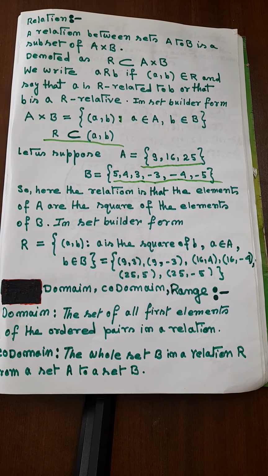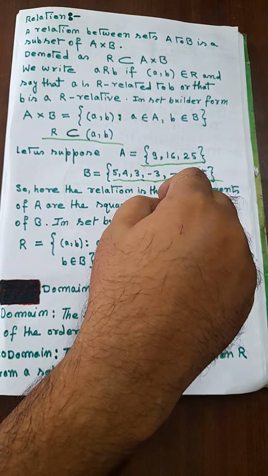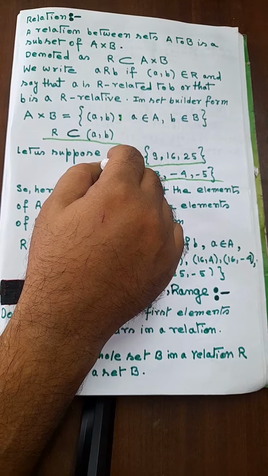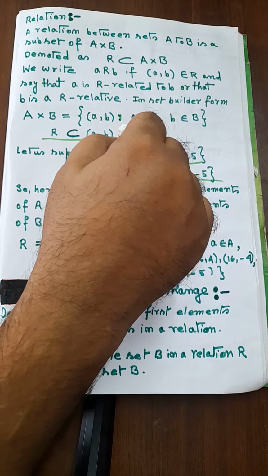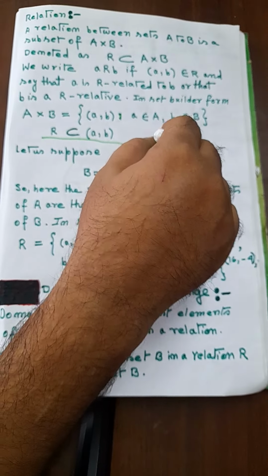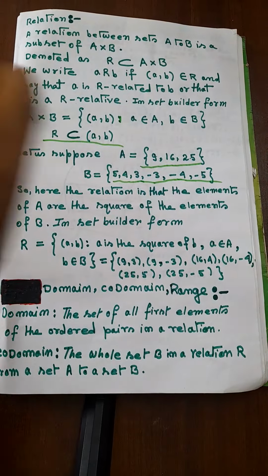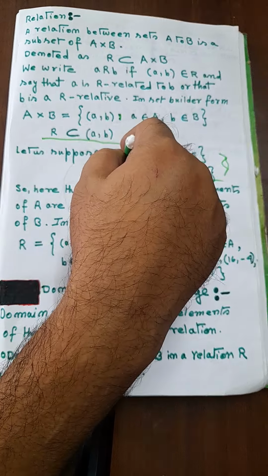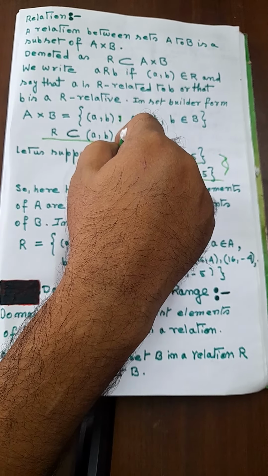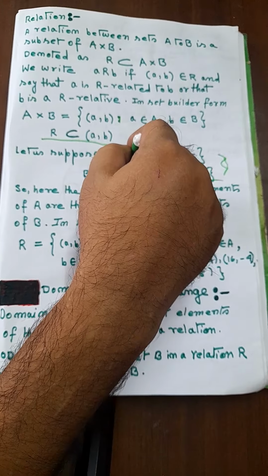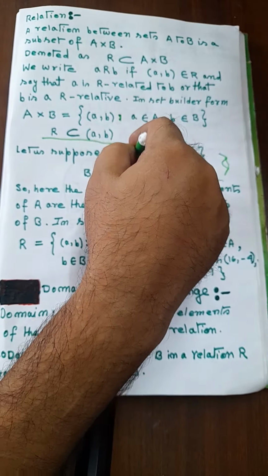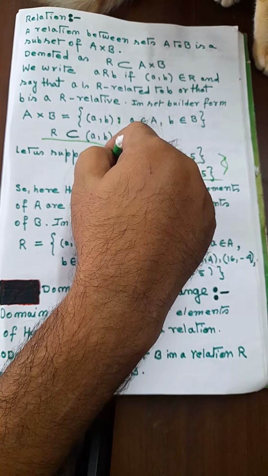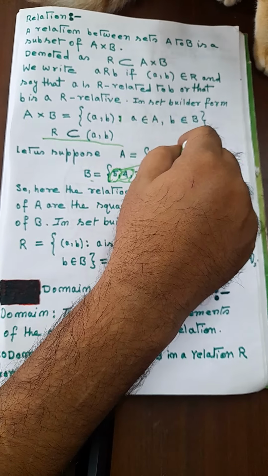Here the relation is that the elements of A are the squares of the elements of B. If you see sets A and B, if I square 5, it will be 25. If I square 4, it will be 16. If I square 3, it will be 9. So what is the relation between these two sets? If we square the elements of B, like 5, we get 25. So there is a relation of square over here, right?